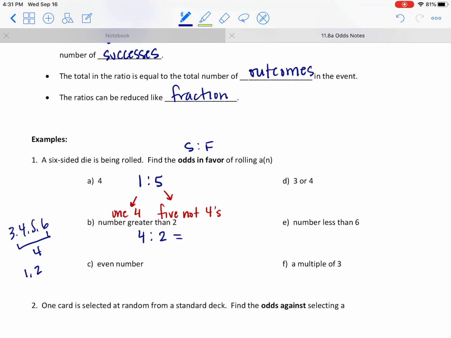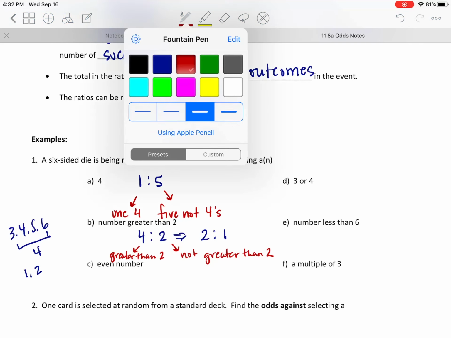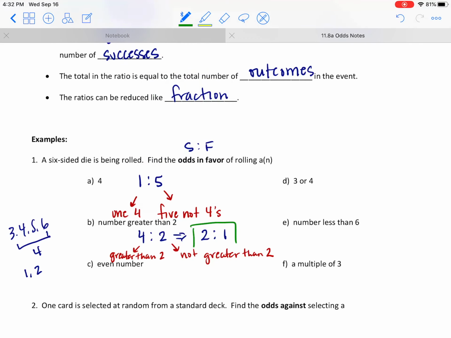So this is going to reduce to 2 to 1, and this is, again, 4 options that are greater than 2, and then this would be not greater than 2. Okay, but the final answer in this one is the 2 to 1 that we reduced. The final answer here was 1 to 5.